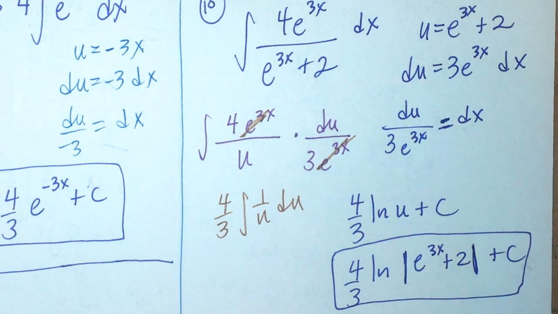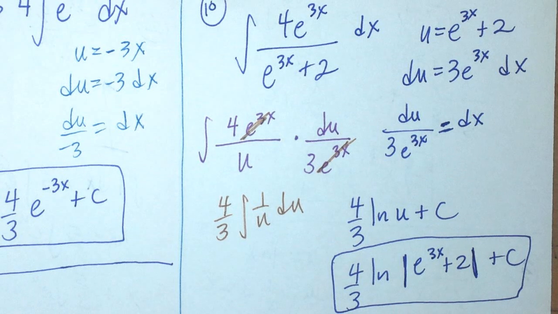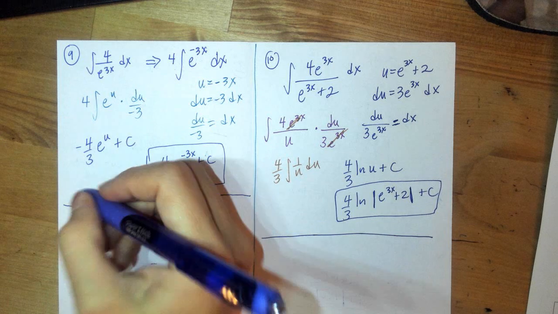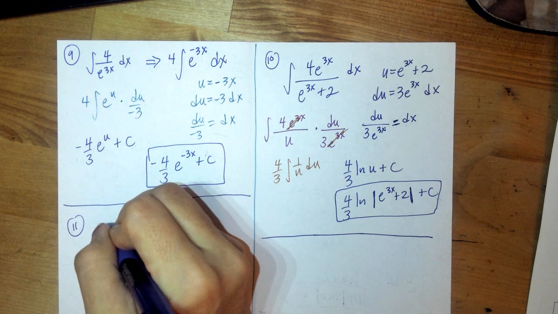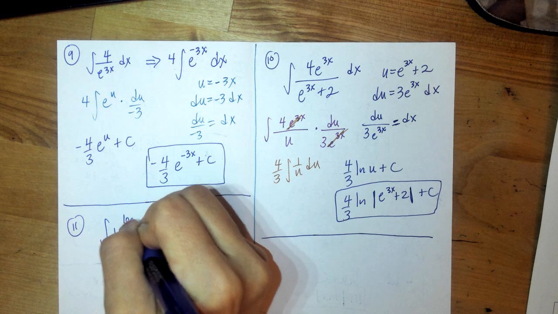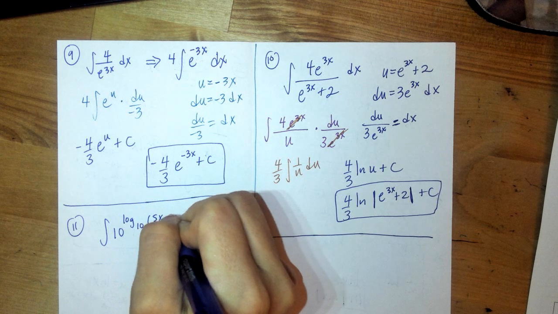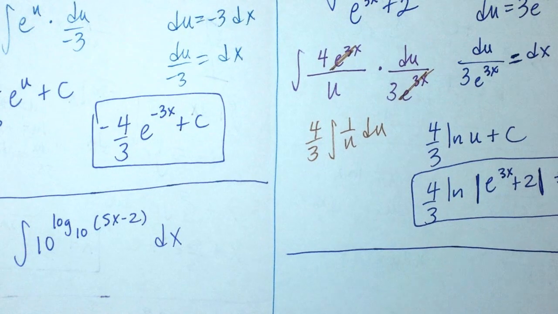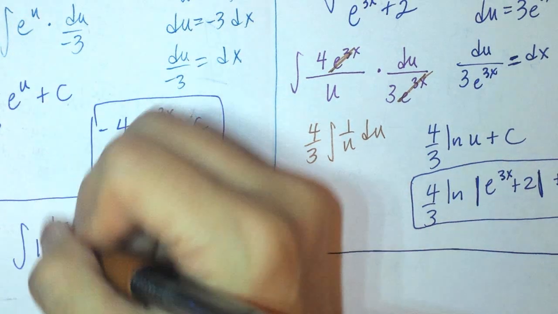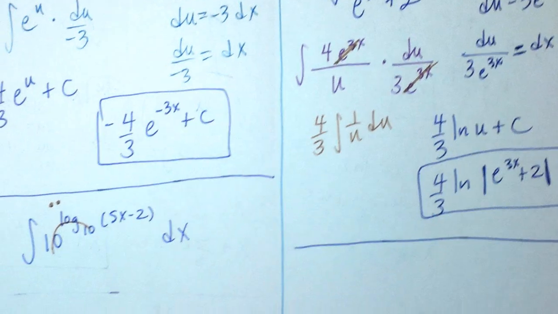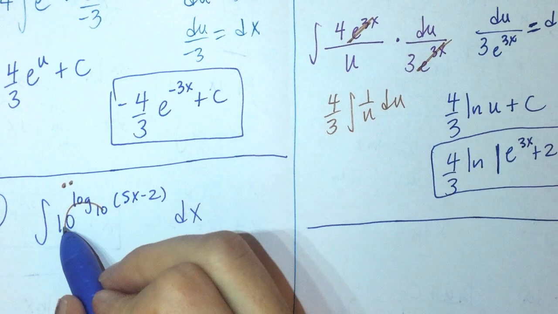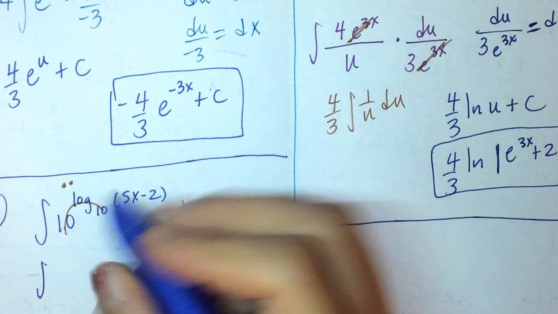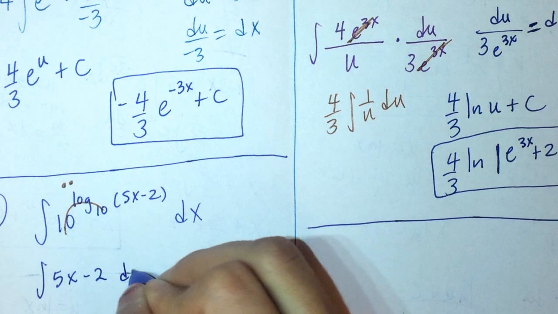All right, that was number 10. Number 11 and 12, let's be smart, okay? Make it easier for yourself. So this is the integral of 10 raised to the log base 10 of 5x minus 2 dx. Y'all see something? What cancels? The 10 and log 10, that's the sad face rule. Do y'all see it? Sad face rule. That cancels automatically. Anytime you have a number raised to a log power with the same number, it cancels. So then this is just left with the integral of 5x minus 2 dx.